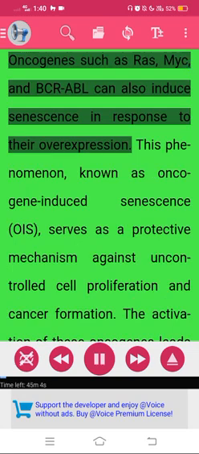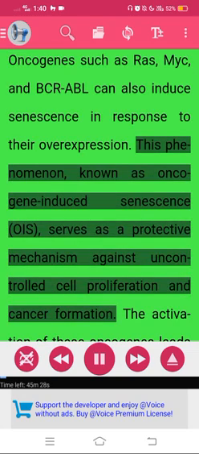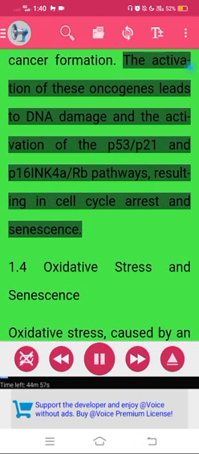Oncogenes such as RAS, MYC, and BCR-ABL can also induce senescence in response to their overexpression. This phenomenon, known as oncogene-induced senescence (OIS), serves as a protective mechanism against uncontrolled cell proliferation and cancer formation. The activation of these oncogenes leads to DNA damage and the activation of the p53, p21, and p16INK4A-RB pathways, resulting in cell cycle arrest and senescence.